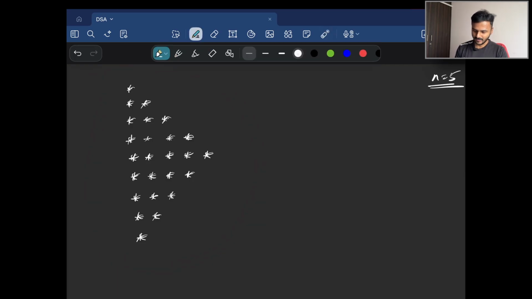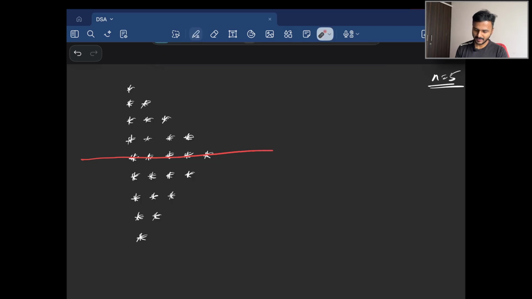Now, like I said, we can draw a line over here, which would then divide this pattern into two parts. So the way we are going to solve this is we're going to figure out a solution of the first part, right? Then we also have to figure out a solution of this part. And let's call it the second part.